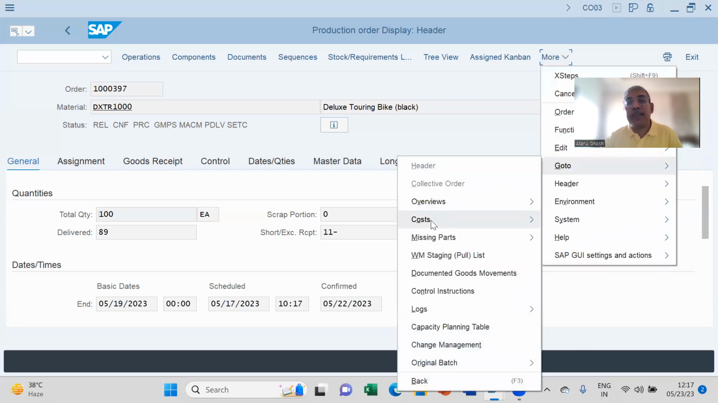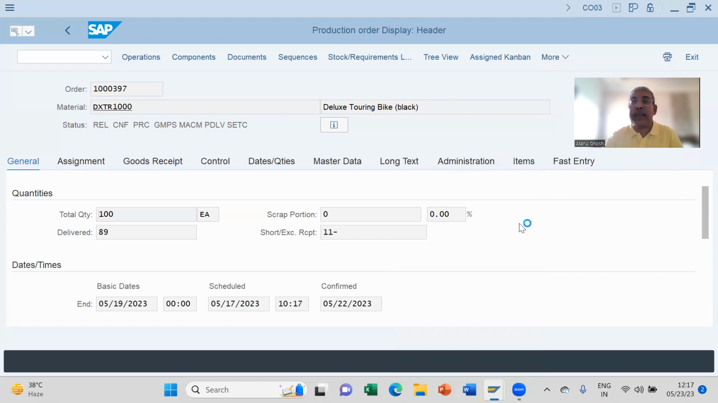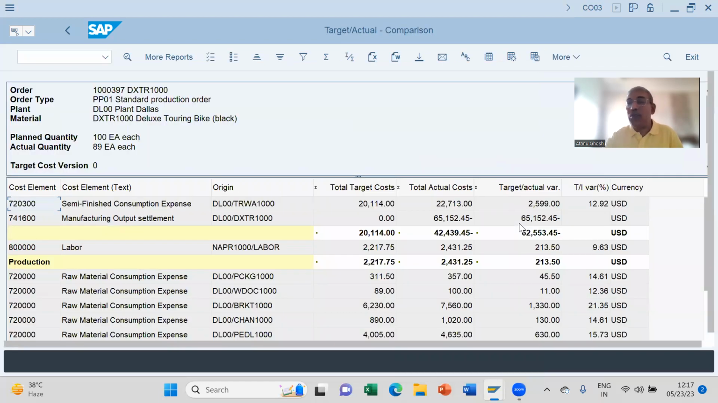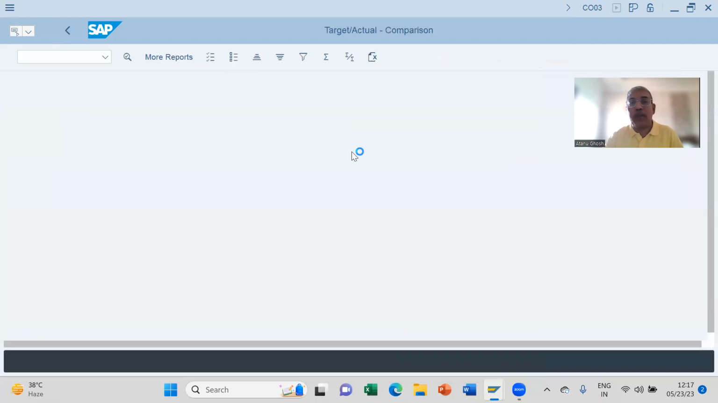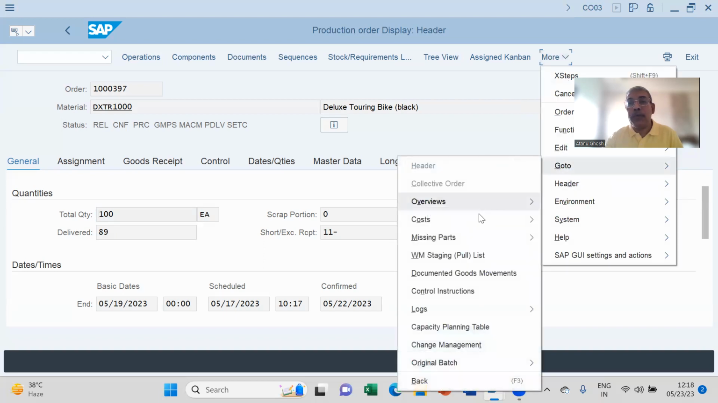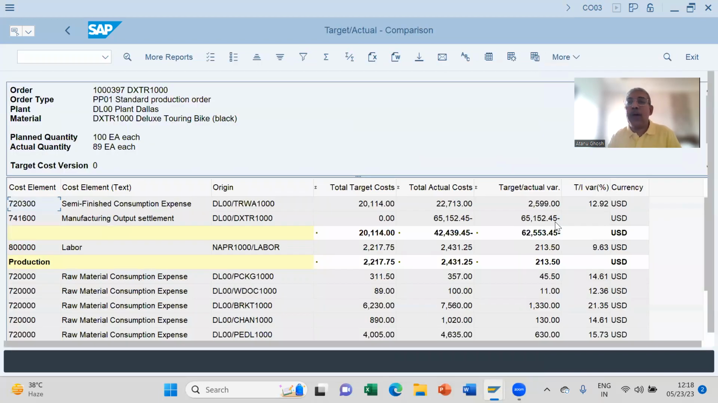This is the simplest possible report, and we will just get a glimpse of how the costing is done. So we went to cost analysis. Let me go again: go to more, go to cost and analysis, and you will get one simple cost report. Now you can see there are various columns.